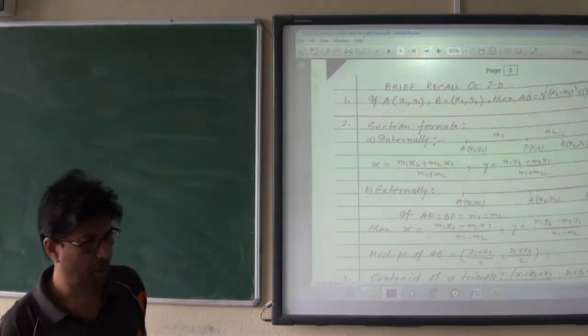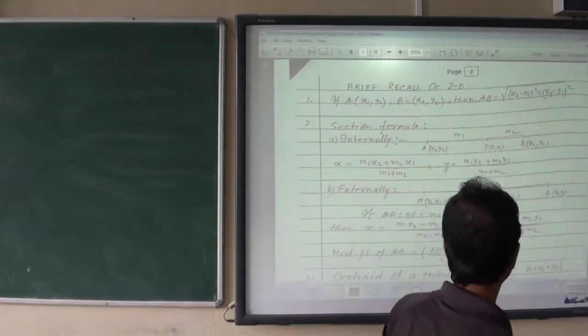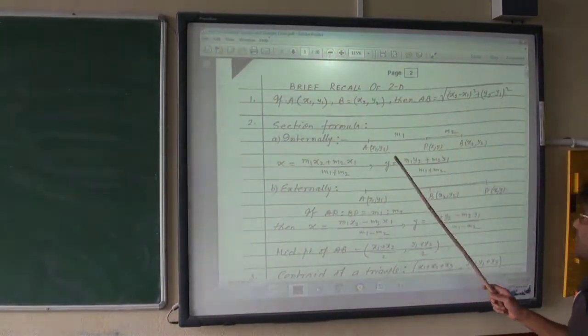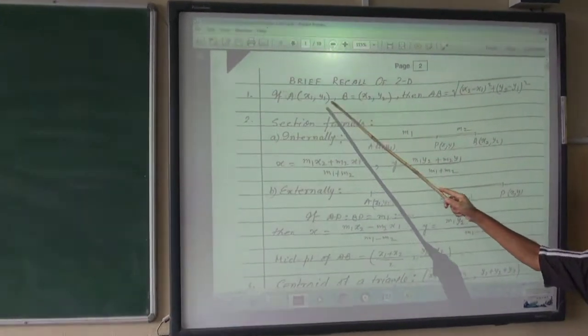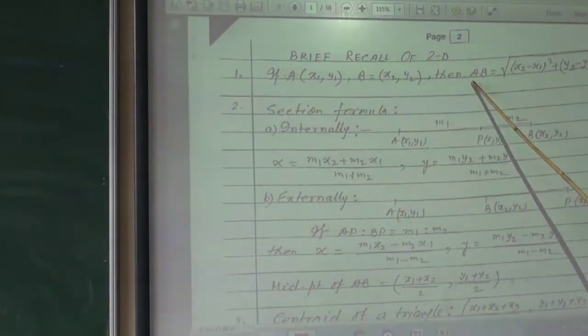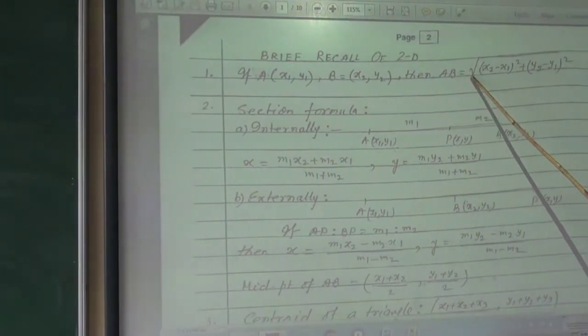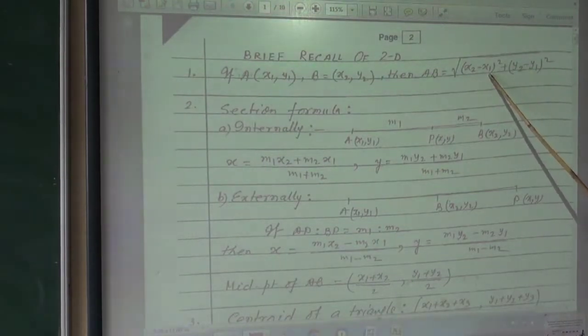Now see, brief recall. Whatever you have done in the previous class, like A is this point, B is this point. The distance between A and B is denoted by AB. Formula is under root x2 minus x1 whole square plus y2 minus y1 whole square.